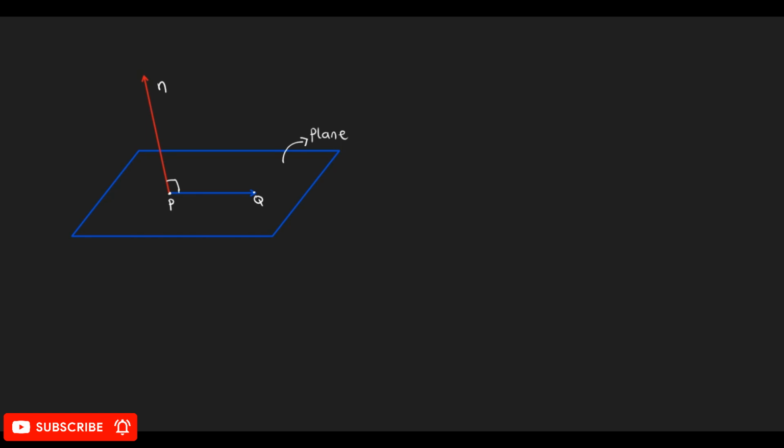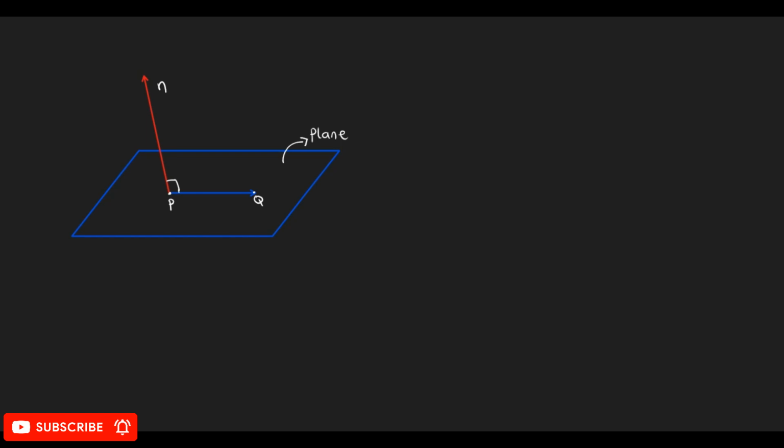In this lesson, we are going to learn how to find the equations of a plane. From this figure, I have this plane here, and then I have the normal vector n, which is orthogonal to the plane, and then I have 2 points on the plane, which is point P and then point Q.